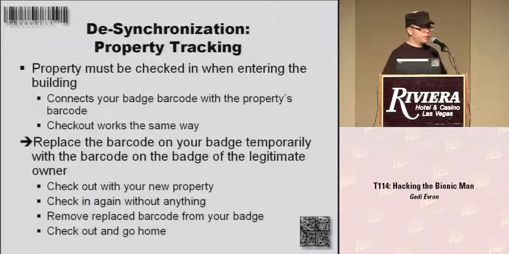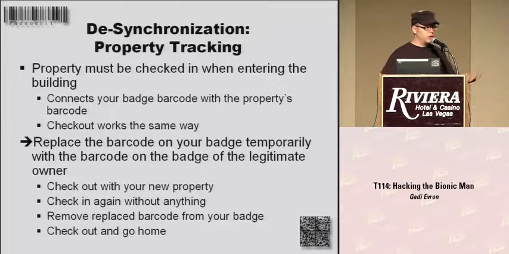So, desynchronization can be used for property tracking. Now, let us assume you work as a contractor at this company, and your fellow co-contractor working next to you has this nice laptop. Let's assume you have a Mac and you're finally understanding that they're crap, and you want his IBM. This is what you do. In this company, they do property checking: you get a barcode and stick it on your laptop, and they say this barcode belongs to this guy, so this is FX's laptop. When you check out, they scan the barcode and see if that's yours. So you replace the barcode on your badge, just the barcode, not the number, temporarily with the barcode on the badge of the legitimate owner.